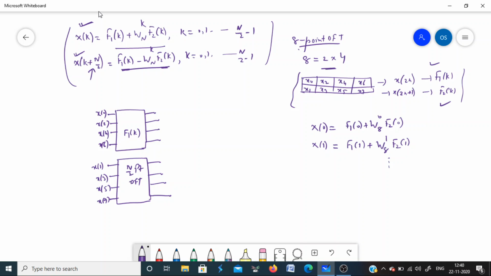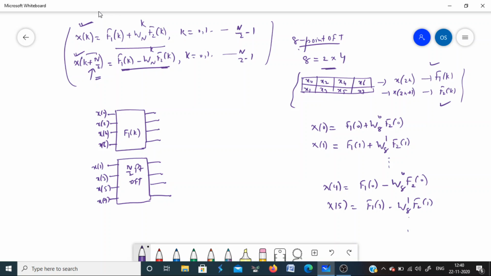For X[0], 1, 2 and 3, when k is equal to 0, you will get X[4] from this equation. So that will be F1[0]. When k is 0, it will become X[k plus N by 2], and N by 2 in this case is 4. So it is F1[0] minus W8 to the power 0 into F2[0]. Similarly, X[5] will be F1[1] minus W8 to the power 1 into F2[1], and so on.